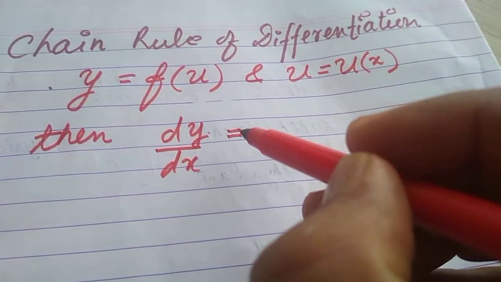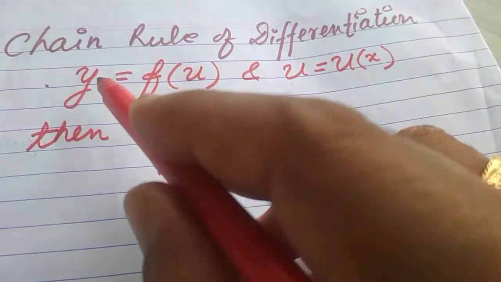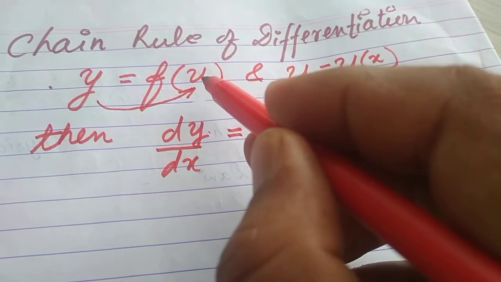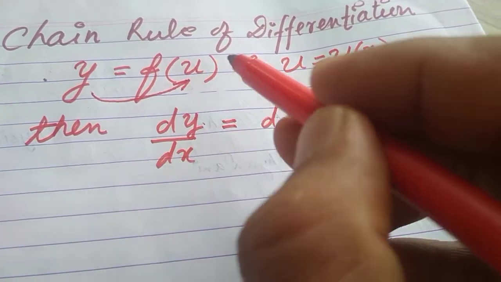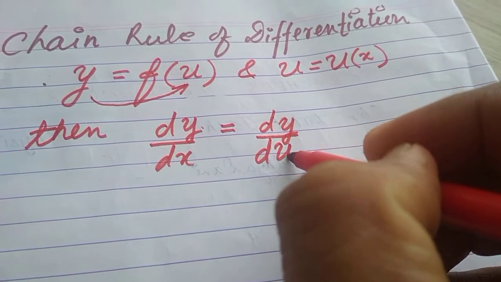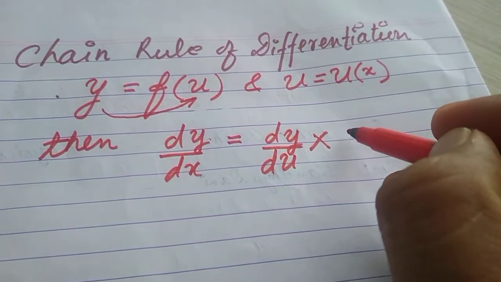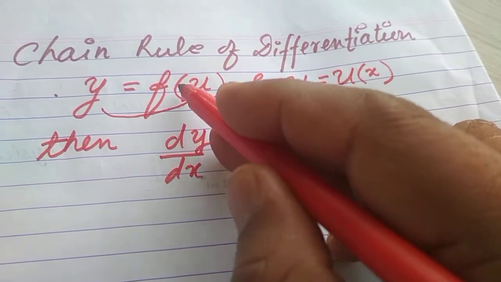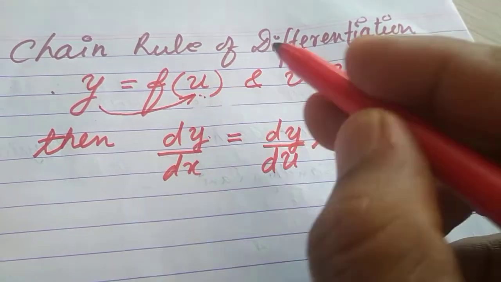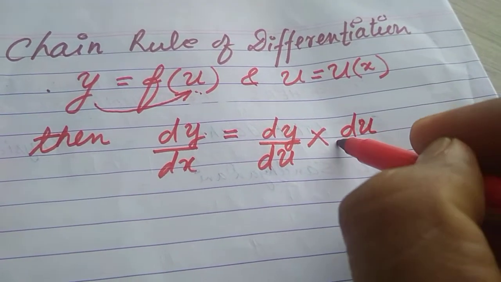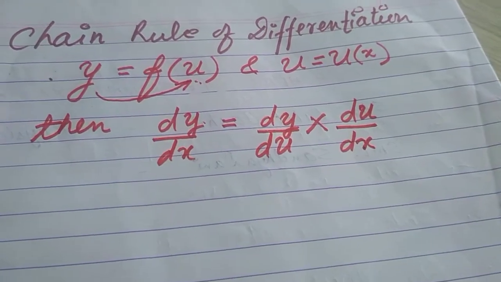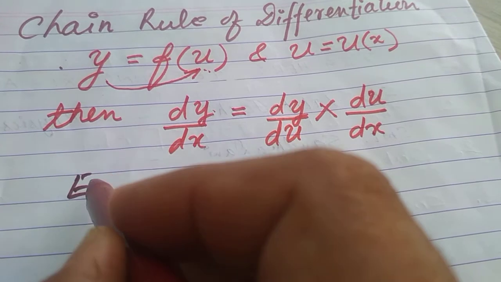Basically, it says that first you have to differentiate y with respect to the variable of which it is a function. Y is a function of u. So first you differentiate y with respect to u, and then multiply this quantity with the derivative of the function inside the bracket, that is, the derivative of u with respect to x. So it can be best explained with an example.